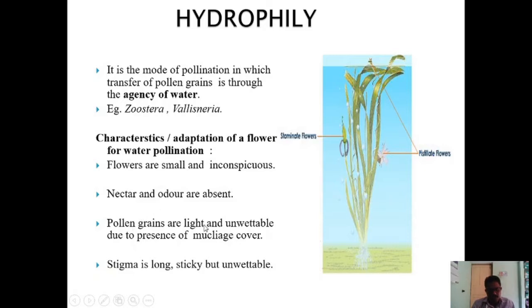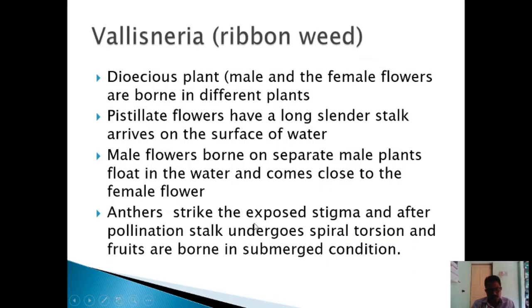Pollen grains are light and unwettable due to the presence of a mucilage cover, so that they float in water. The stigma is long, sticky, but unwettable. The stigma is very long, so that they float on the water and pick up the pollen grains that float on the water. The best example is Vallisneria, otherwise called the ribbon weed.